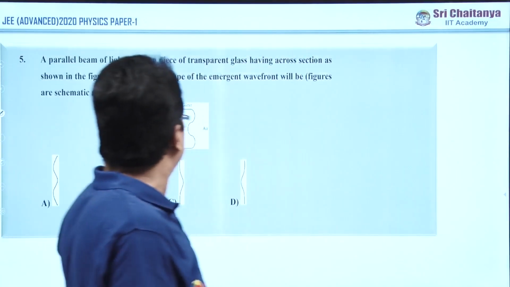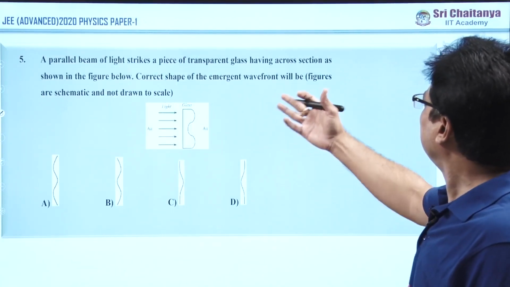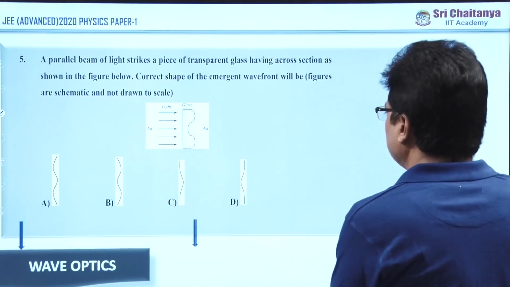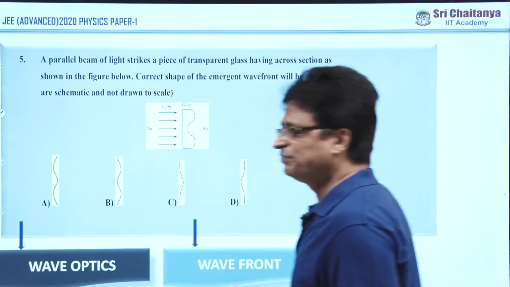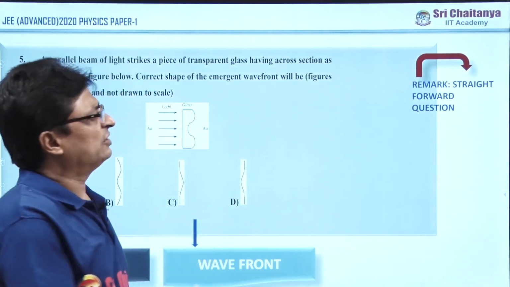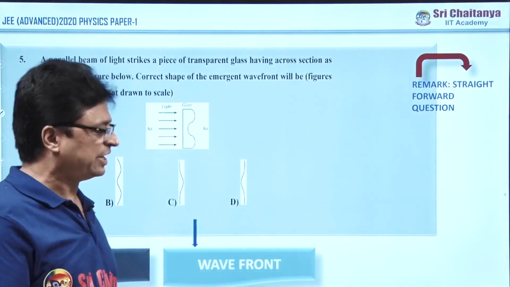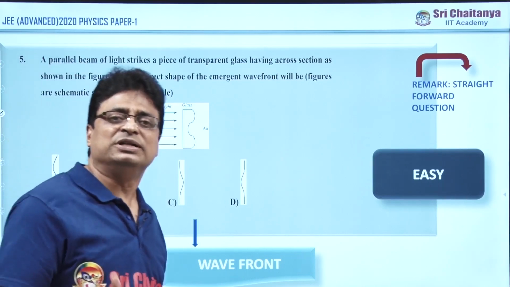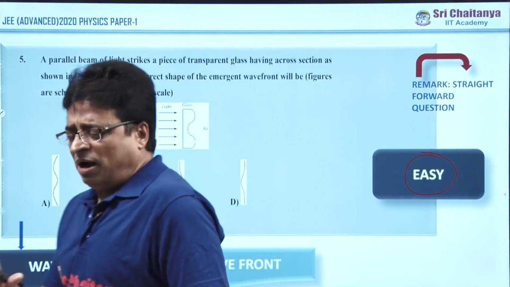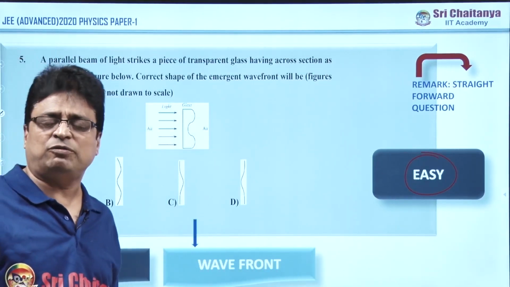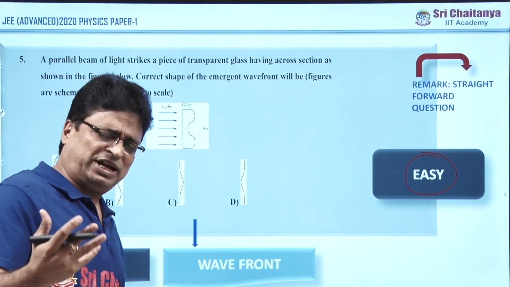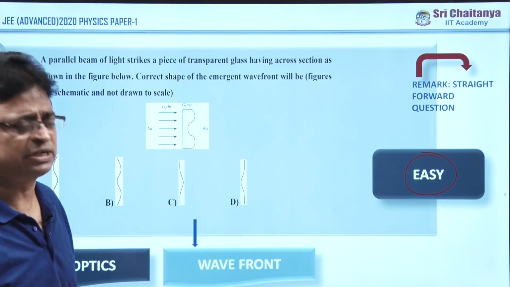And of course, my friends, coming to this fifth problem, this question is coming under the chapter wave optics, and the subtopic is wavefront. In wave optics, this is the topic and this is the subtopic. And the remark is, as I said earlier, a straightforward question, no twists at all. Moreover, this is also an easy question. See, almost all among 6 questions, 5 questions, 4 questions are very easy. Not very easy, okay, easy. One can solve them with an advanced style of preparation.